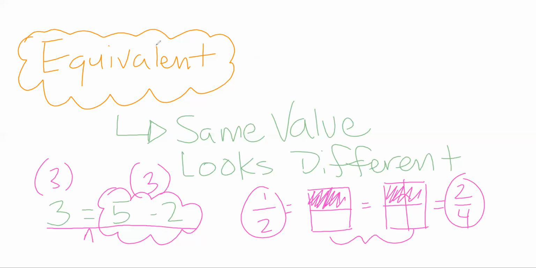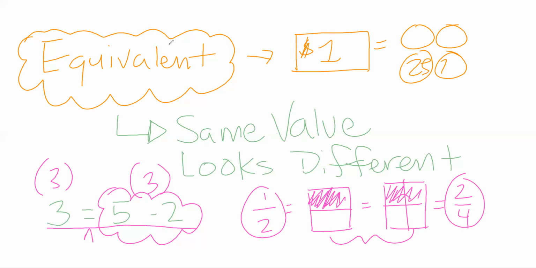The other one I always love to say is that idea of money. A $1 bill is the same thing as 4 quarters. Exact same value. If you go into the store with 4 quarters or with a dollar bill, they're the exact same amount of money. You can buy the same things with them. So that's equivalent: same value, looks different.